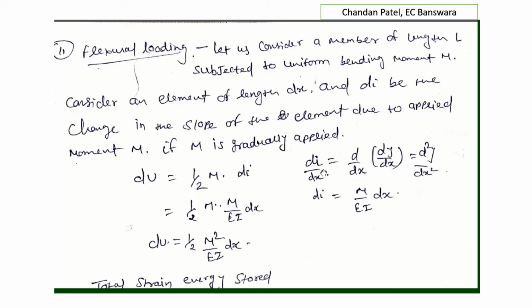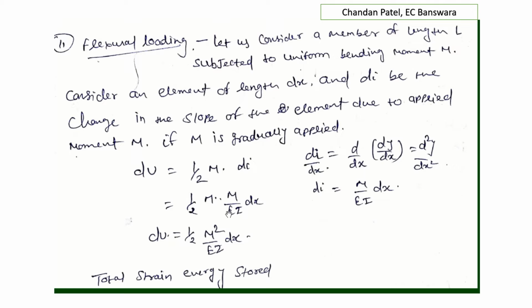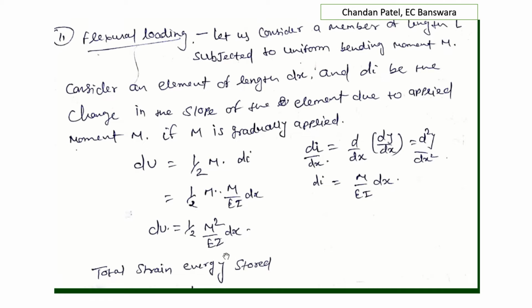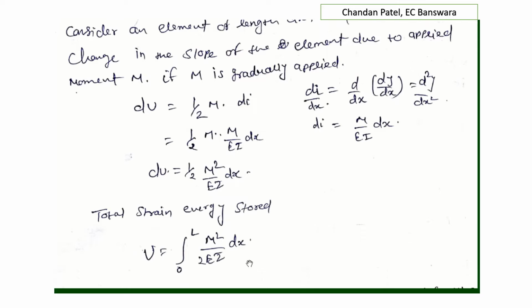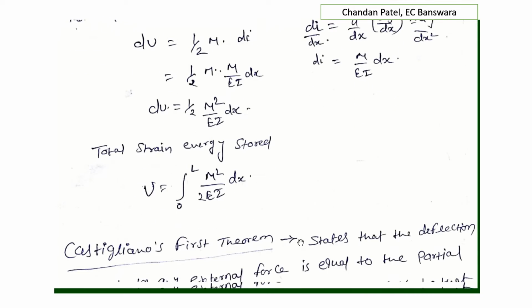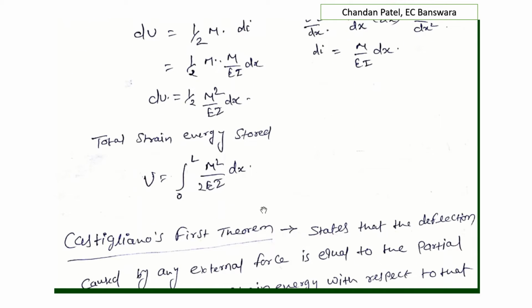How do we get d theta by dx? Theta is dy by dx, then differentiate, so d2y by dx squared. We need the value of d theta, so M equals EI d2y by dx squared. We know the bending equation M by EI, so d theta equals M by EI dx. If you put that in, then dU equals half M squared by EI dx. The total energy becomes the integral from 0 to L of M squared by 2EI dx. Okay, these are some standard expressions.